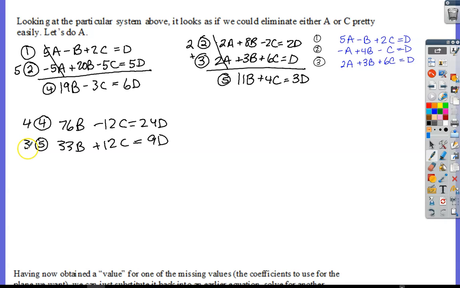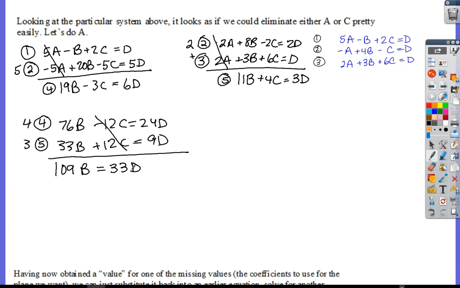People forget all the time to do this guy. They forget to multiply that one by the 3. So just make sure everybody on both sides. All right, the c's are going to cancel. That was my whole point. And I get 109b equals 33d. Now you're almost there. You're very close.